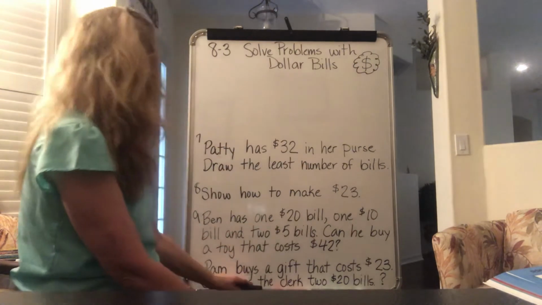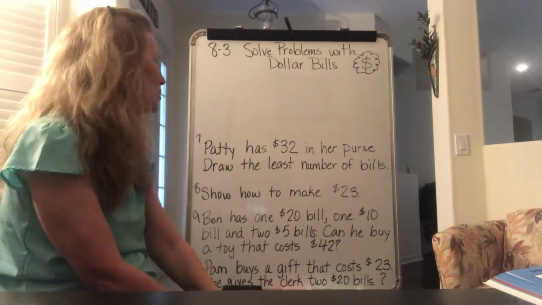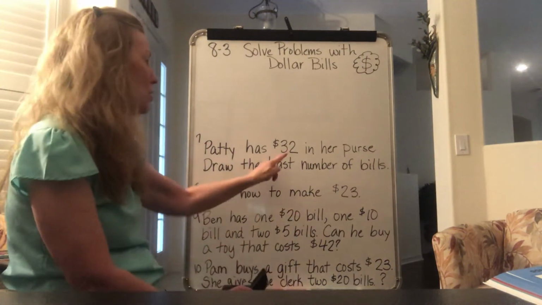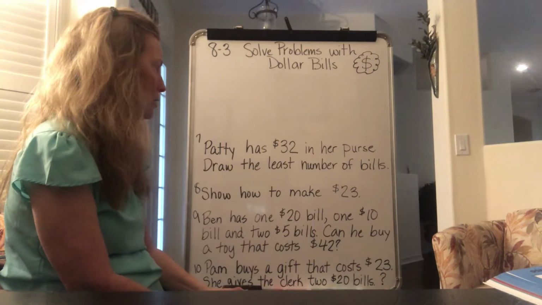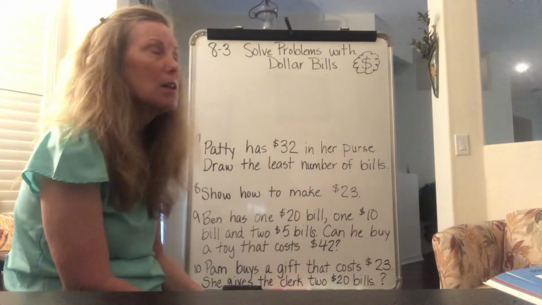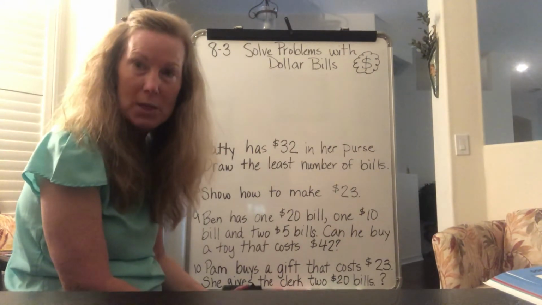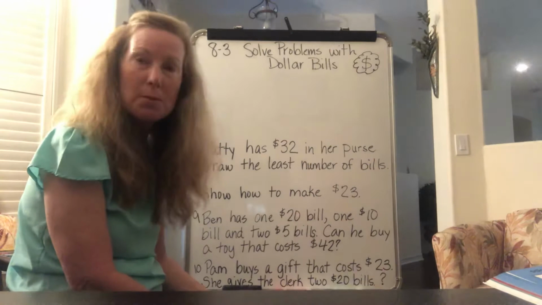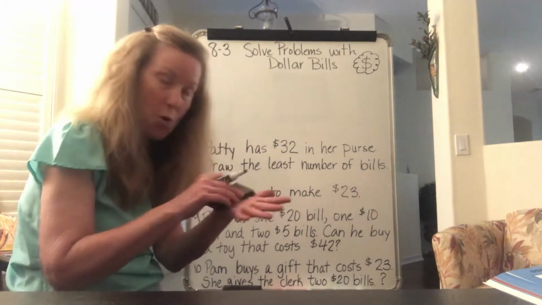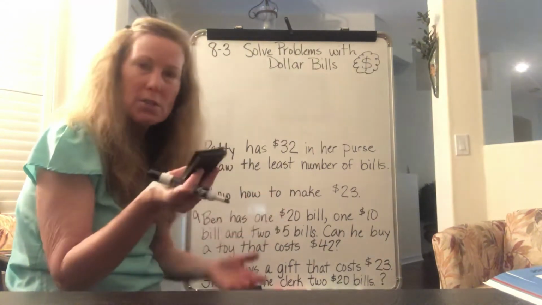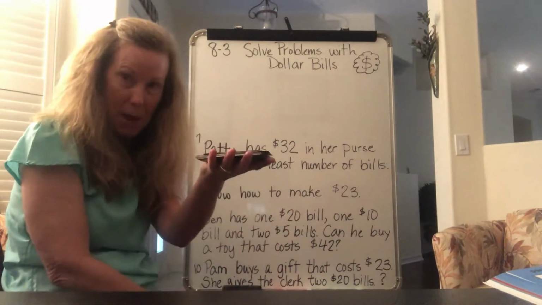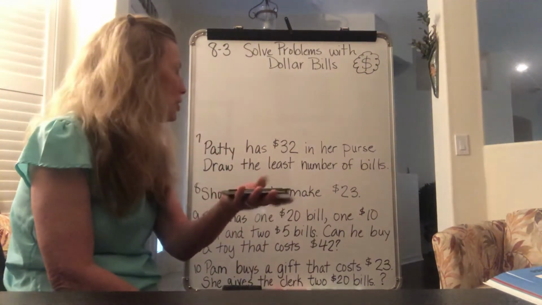Let's go to number 7. Number 7 says this. Patty has $32 in her purse. Draw the least number of bills. Now, boys and girls, we had that lesson back when we did coins, when you were trying to make me cents. And I said, what is the least amount of coins that you could have in my hand? Well, the same thing here. What is the least number of bills that you could put in my hand to get me to $32?